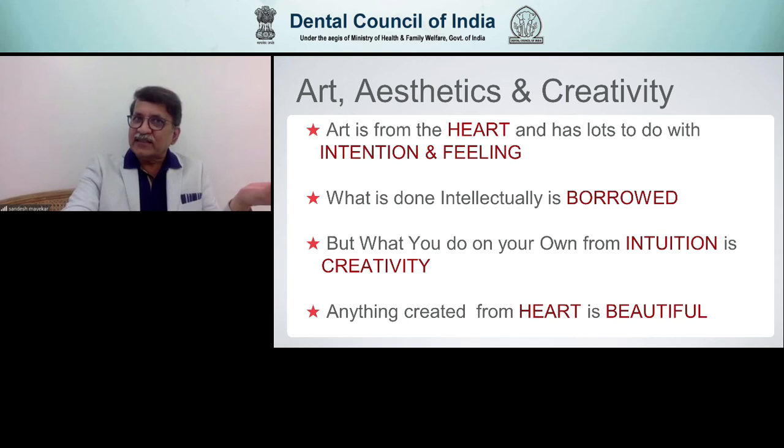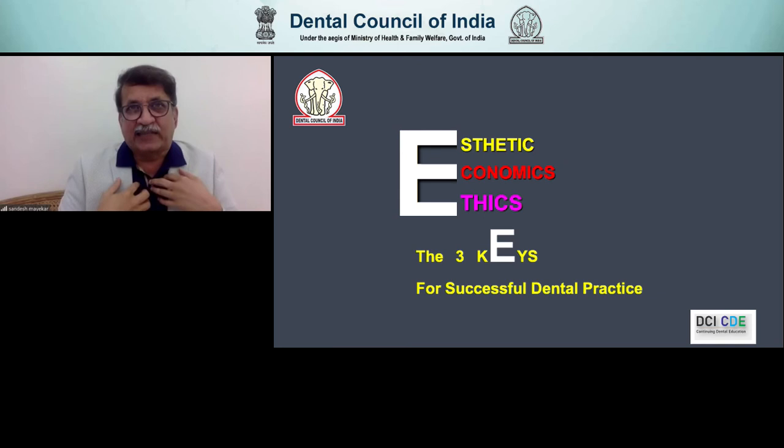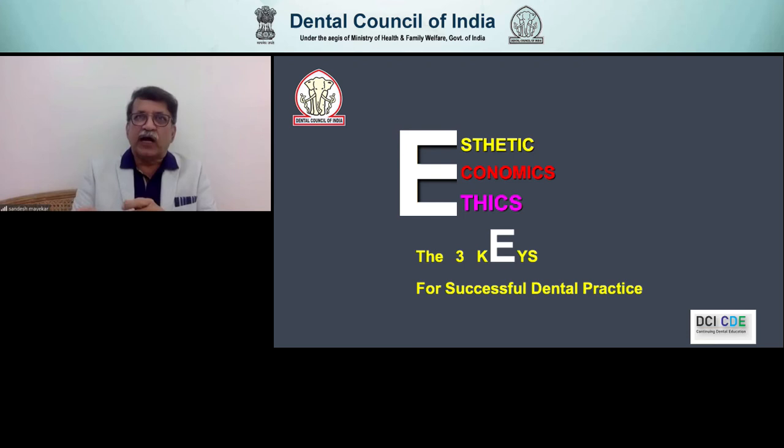Aesthetics is dentistry. So what are the three keys for a successful dental practice? Aesthetics, economics, and ethics. Not because I am an aesthetic dentist, but whatever is done in the mouth has to look nice. Except for root canal, you can't do a root canal aesthetically or remove a third molar aesthetically. But what you do in the mouth has to look nice in all the branches. Aesthetic dentistry is a combination of all the branches. The patient has to look nice, but he has to have good function also. So function and looking nice are two important aspects.